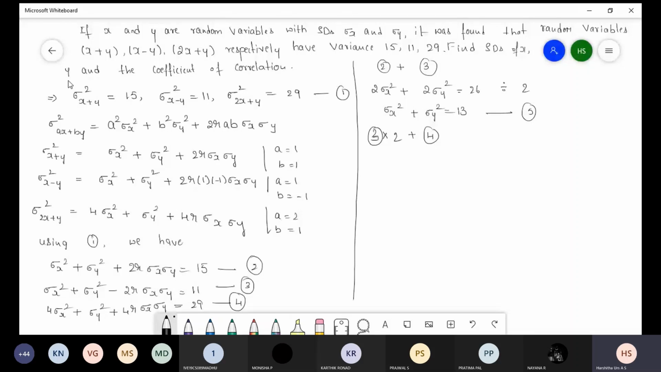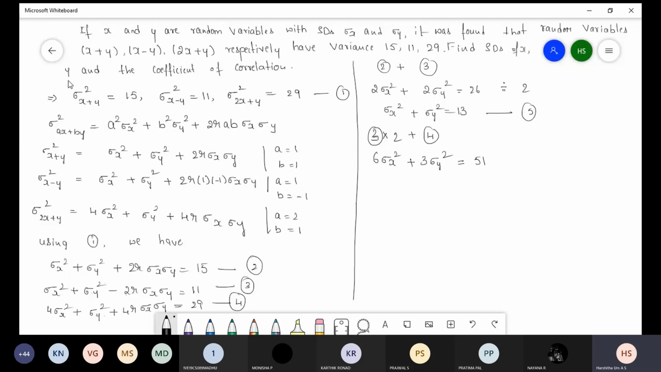Multiply equation 3 with the 2. 2 sigma x square plus 4 sigma x square is 6 sigma x square. 2 sigma y square plus sigma y square is 3 sigma y square. 2 into 2, 4. 4, 4, it will get cancelled again. That is equal to, add 11 into 2, 22 plus 29, we get 51.